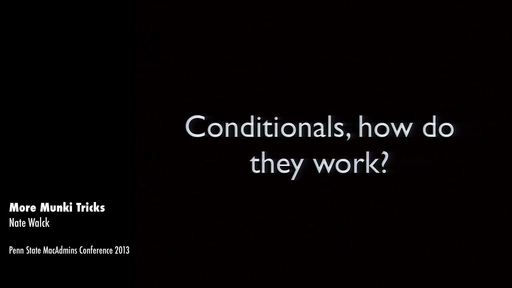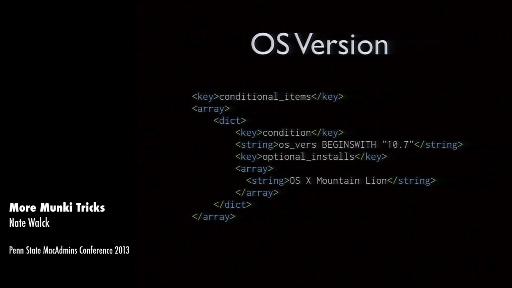So, conditionals. Conditionals are very handy, and they can be very confusing sometimes if you're getting complicated. Let's look at a simple one. Here's one that says, if the OS version is 10.7, we're going to install OS X Mountain Lion. And the beauty about this is, it will make Mountain Lion an optional install for them. They can go to optional, install it, and after the upgrade, since they're no longer on 10.7, it'll no longer be optional. It'll be gone from their list.